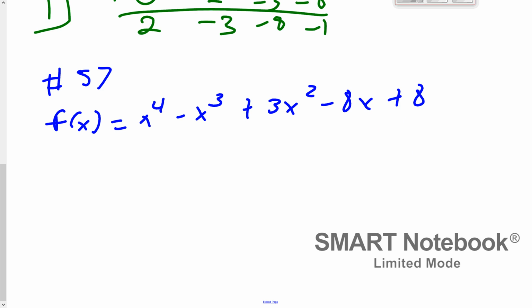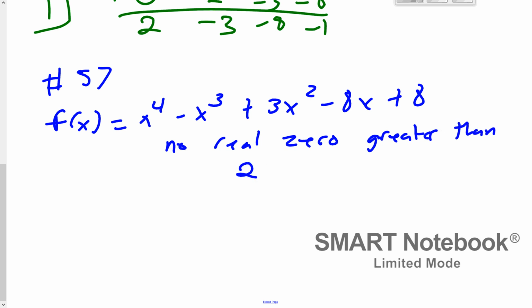Okay, so here's number 57, x to the fourth minus x cubed plus 3x squared minus 8x plus 8, and we want to show that there is no real 0 greater than 2. Since 2 is positive, what we're trying to do when we do synthetic division is show that this bottom row is all positive numbers. And we just need to show that, right? So we just do it.